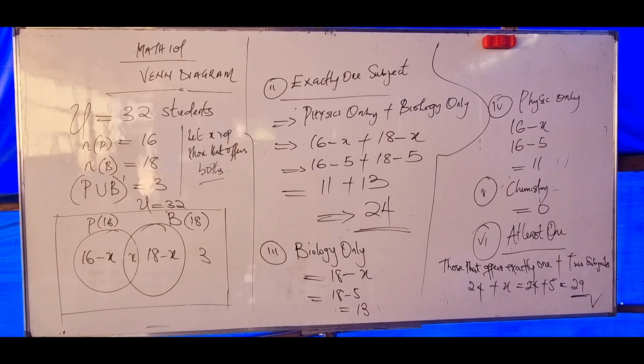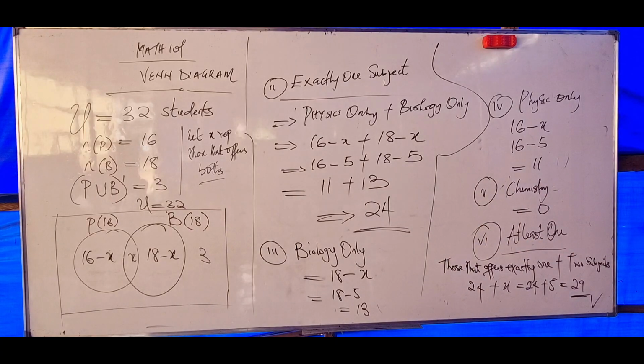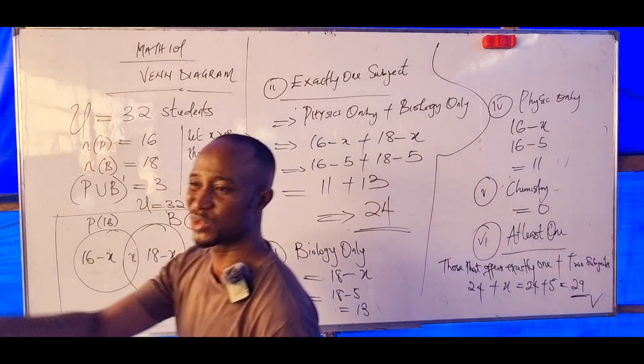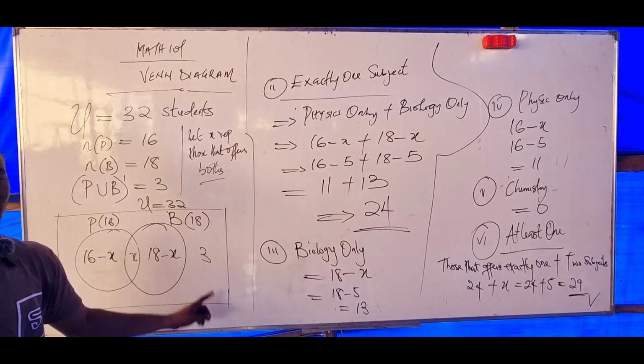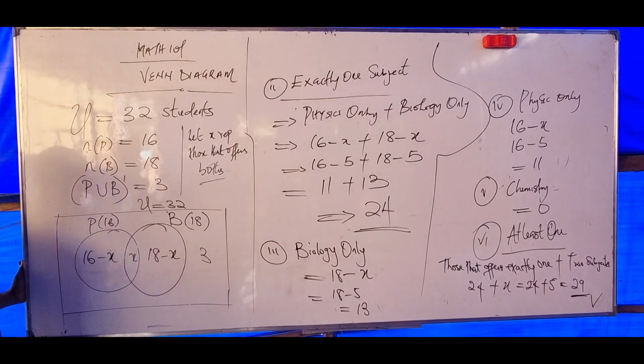What did I say? At most 2 subjects. At most 2 subjects. I've said it before. At most means either 2 or 1 or 0, or none. Add it to your question. At most 2 means those that offer 2 subjects, plus those that offer 1, and those that offer none. None is 3. That means I'm going to add exactly 2, and exactly 1, and none is 3.